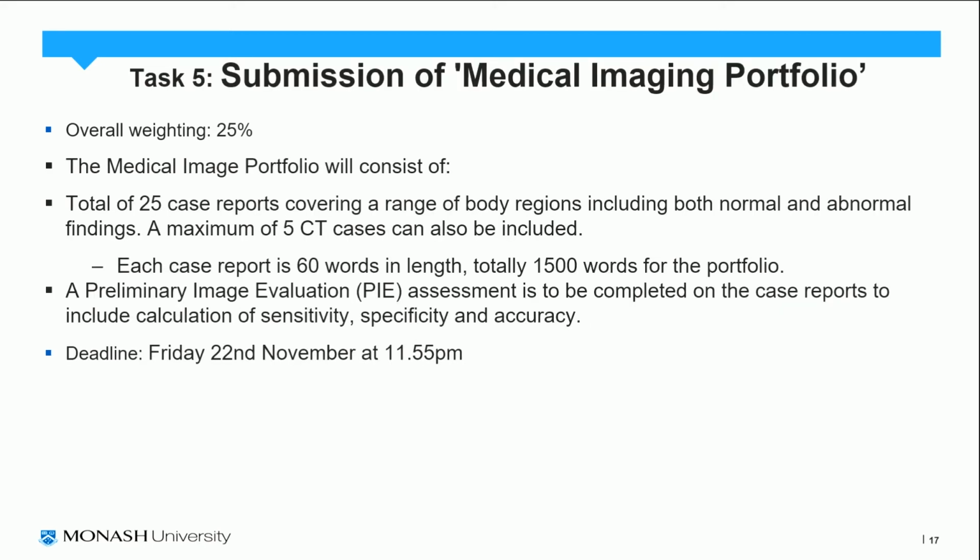Task 5 is the submission of the medical imaging portfolio with a weighting of 25%. You need to include 25 case reports, which should cover a range of body regions. For example, for the plain radiographs, that should include the limbs, the chest, the spine, the cervical spine, and then also to include a range of both normal and abnormal findings. You can also include a maximum of 5 CT cases, which would be included within the 25 cases.